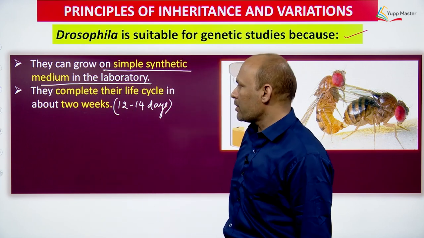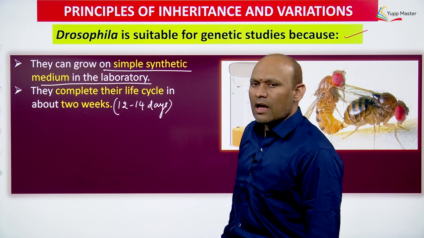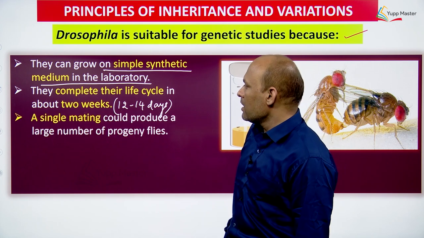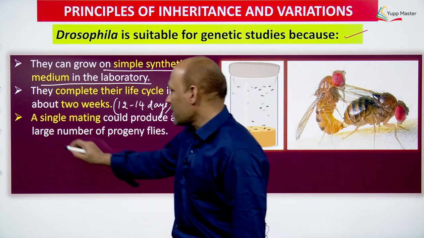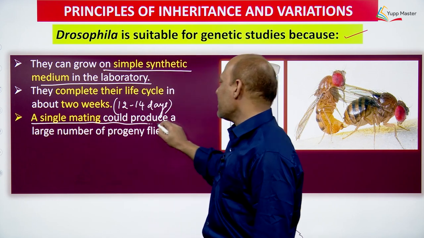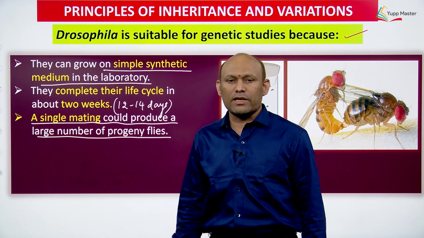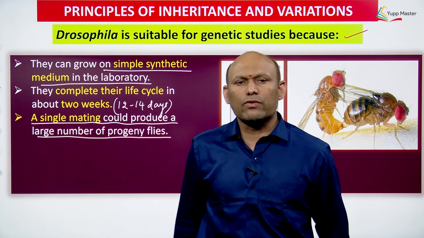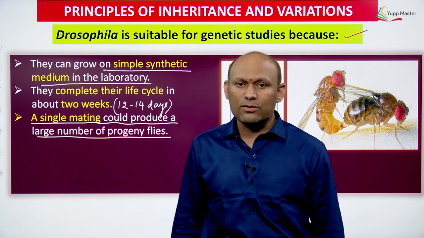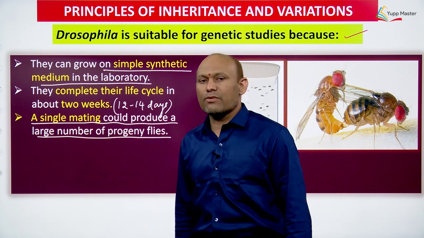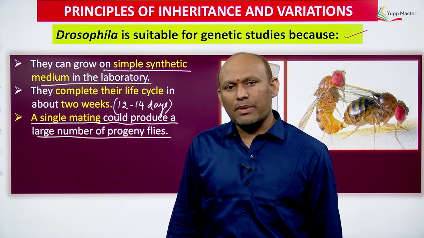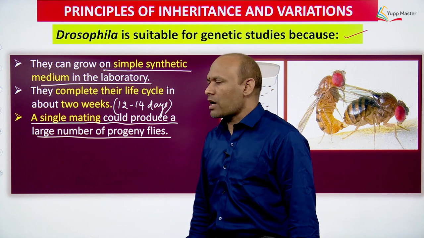You need to understand, because they complete their life cycle in about 2 weeks. One more reason is there, dear students. What is that? A single mating could produce a large number of progeny flies. So a single mating of Drosophila can produce a large number of fruit flies. That is one more reason behind selecting Drosophila as experimental organism by Thomas Hunt Morgan, dear students.